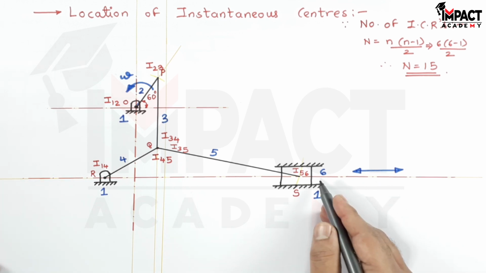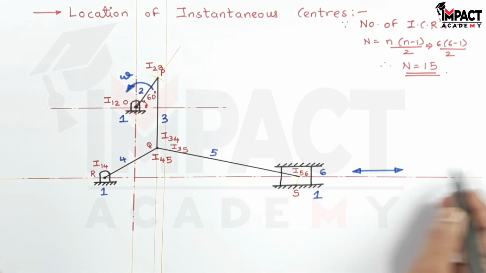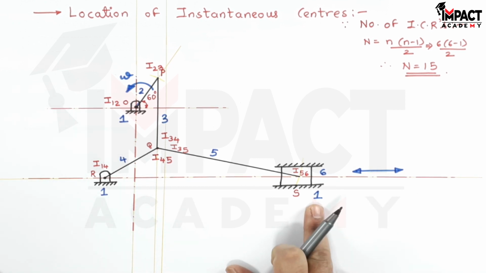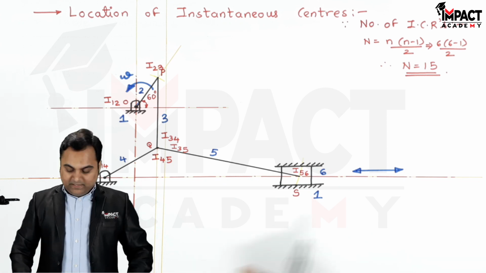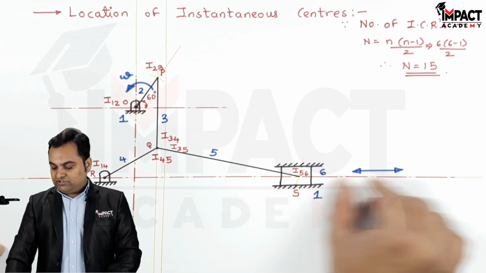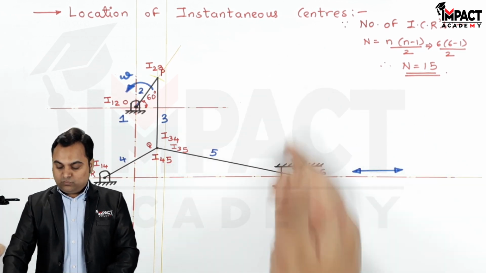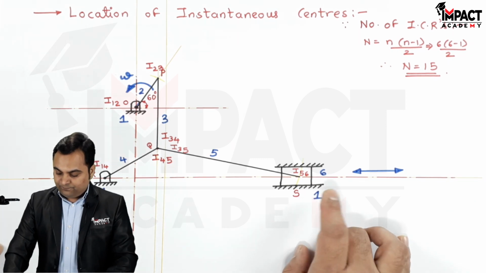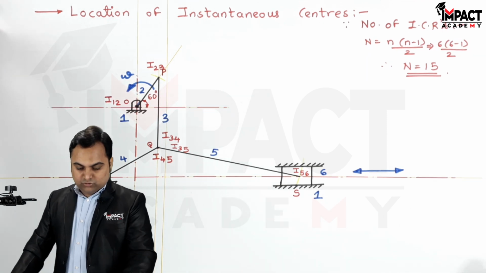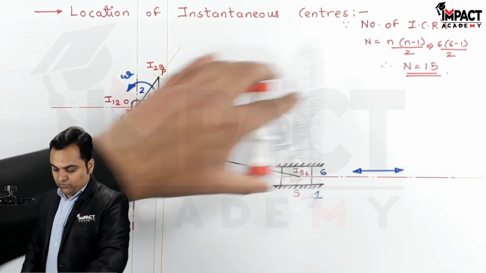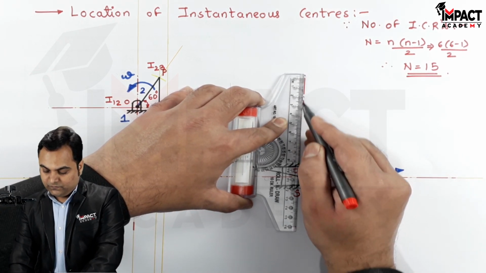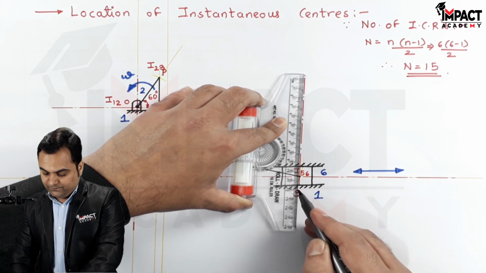Next, since this slider or the piston is sliding along the horizontal plane, so it is sliding with respect to this fixed link 1. So there will be an ICR which would be perpendicular to the plane of motion. Like we can see, the plane of motion is horizontal, so perpendicular to it, that is vertical, would be the ICR for this slider, that is link 6 with respect to link 1, which is the fixed link. So I am showing that ICR, which is a vertical line, vertical to the plane of motion or perpendicular to the plane of motion.